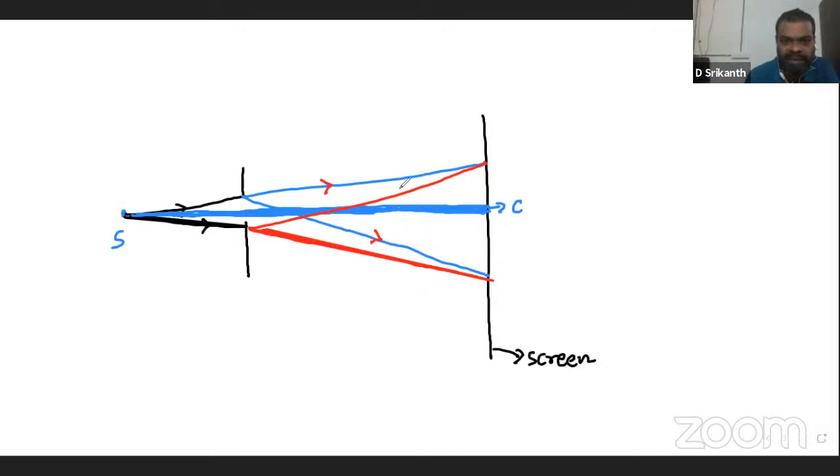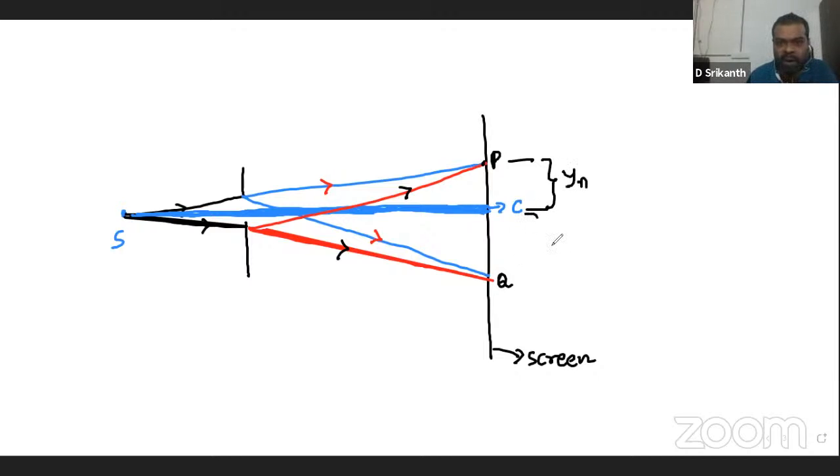The light ray will get diffracted. Soon after the diffraction of the light rays, these two light rays will superpose on the screen, which will form a fringe P, and this will form the fringe Q. The distance between the central fringe and this one, I am calling it as yn.